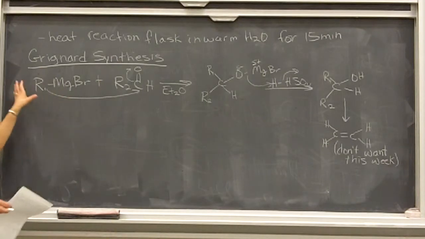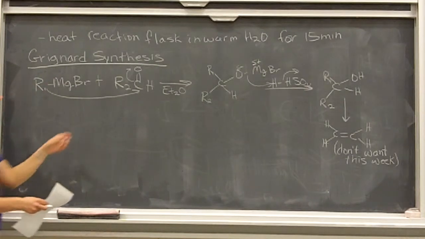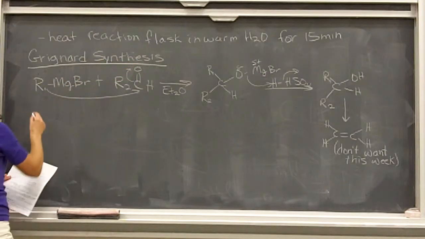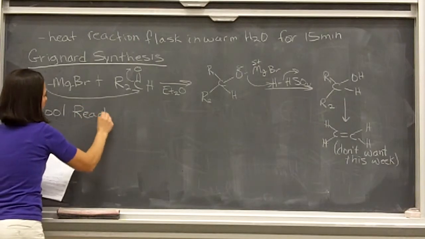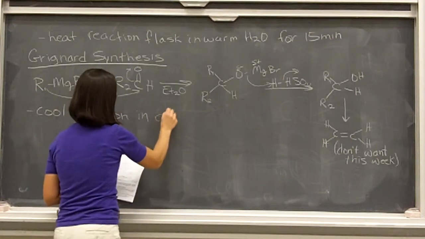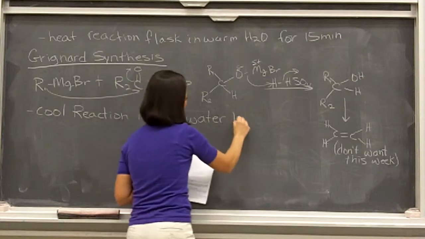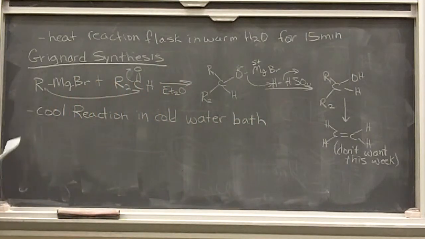So to start with this reaction, in the reaction flask, we've made our Grignard reagent. We were just heating in warm water for 15 minutes. Now we're going to cool the reaction in a cold water bath. So it's not an ice bath. That would be too cold. We just want a cold water bath. You can maybe float a few ice cubes in it, but we really don't want it ice cold, okay?